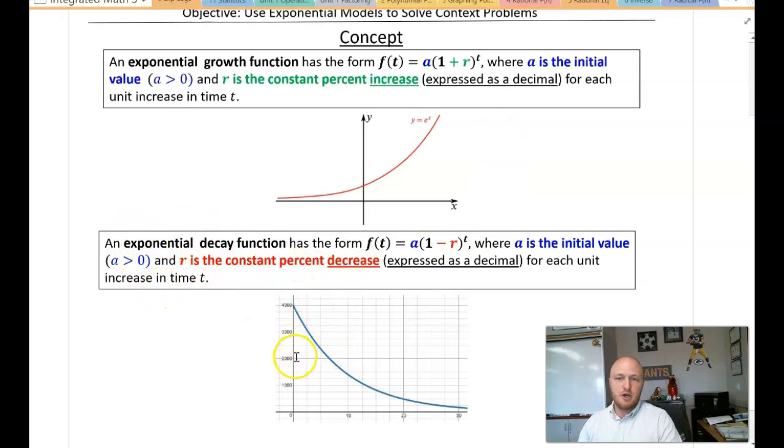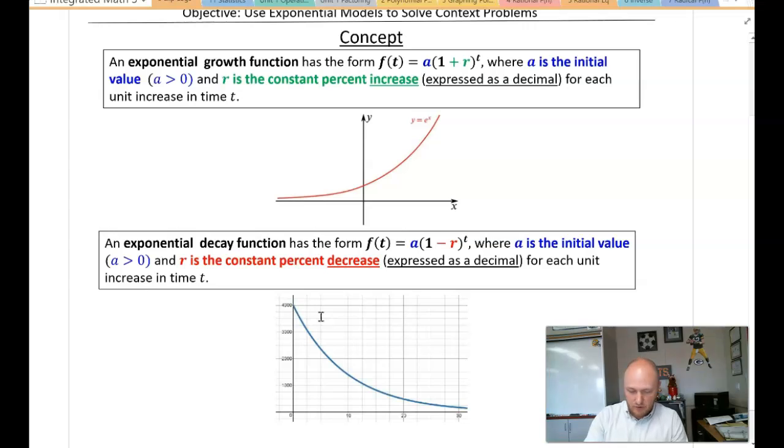The next type is called exponential decay. Exponential decay has a value that decreases, and an application of this would be radioactive material that decays, or crime scene investigators determining when a body died based upon the amount of decay. So those are some applications of exponential growth and decay.